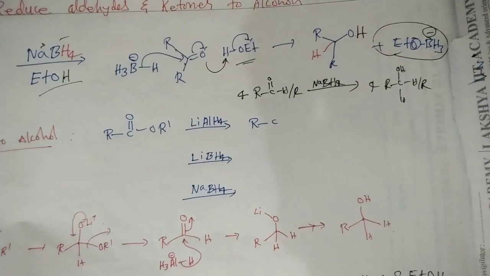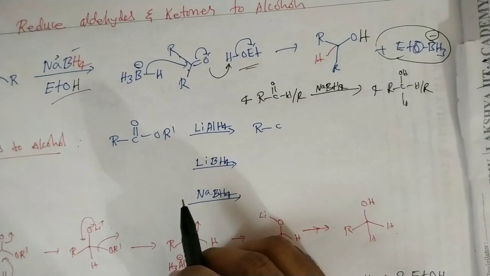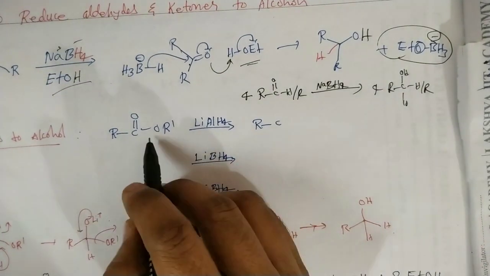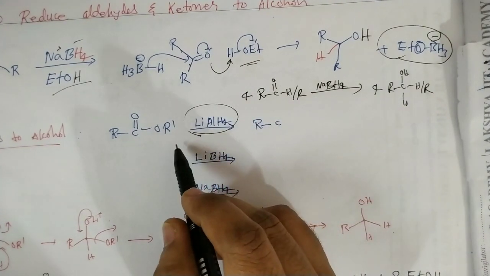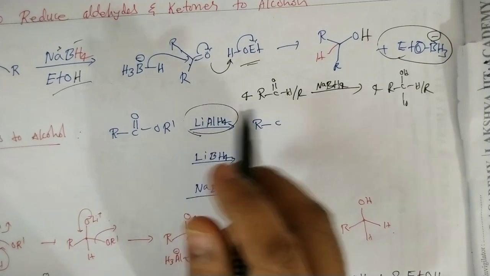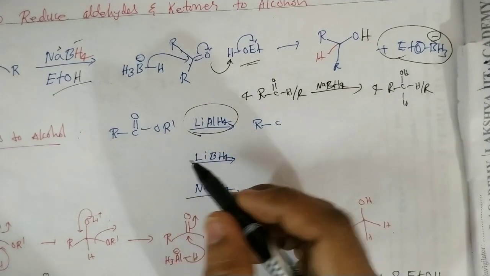Next, esters to alcohols. Esters can be reduced to alcohols by using lithium aluminum hydride. Lithium aluminum hydride is a stronger reducing agent than sodium borohydride.